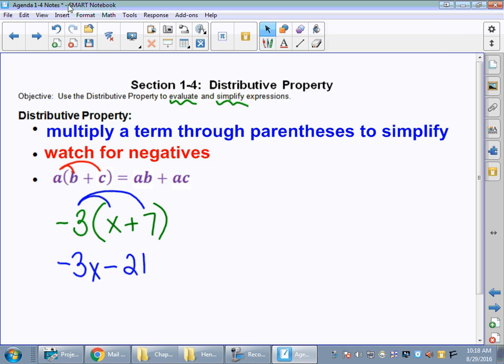And hopefully everybody's got figured out that a negative and a subtraction are really the same thing. So -3x minus 21 is the same as saying -3x plus a -21. Nobody likes to put all those extra signs in there. It's just extra writing.